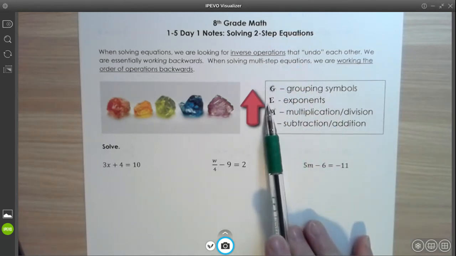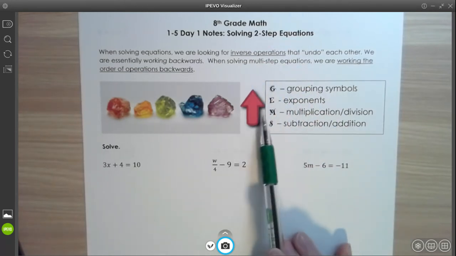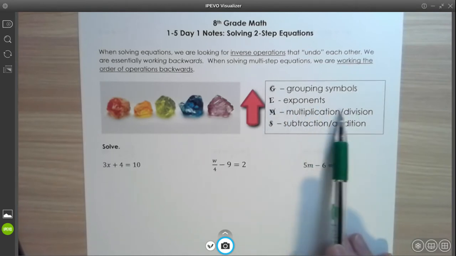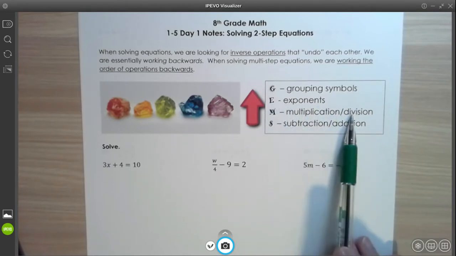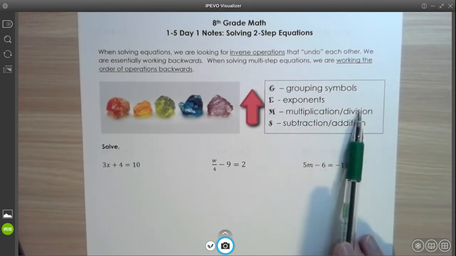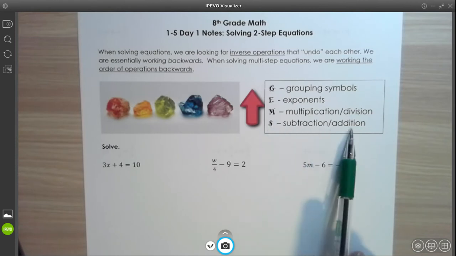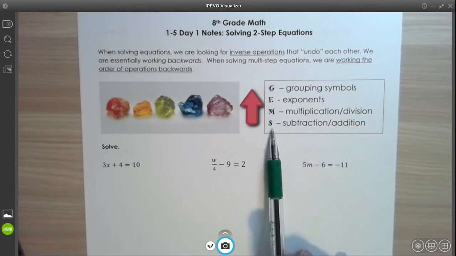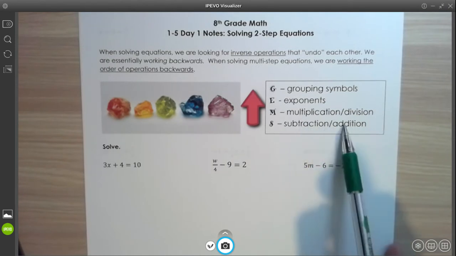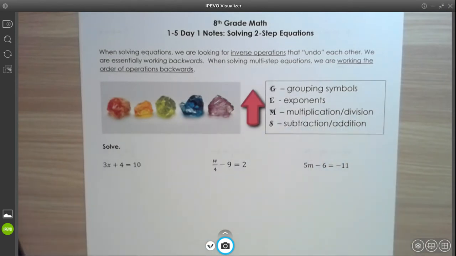Okay, the second thing we would do is exponents. And then the M stands for multiplication or division. It doesn't necessarily mean multiplying comes before division because they're equals. So we do those left to right. And then the same thing with subtraction and addition. That is last according to the order of operations. Subtraction and addition are also equals, so we work those left to right also.